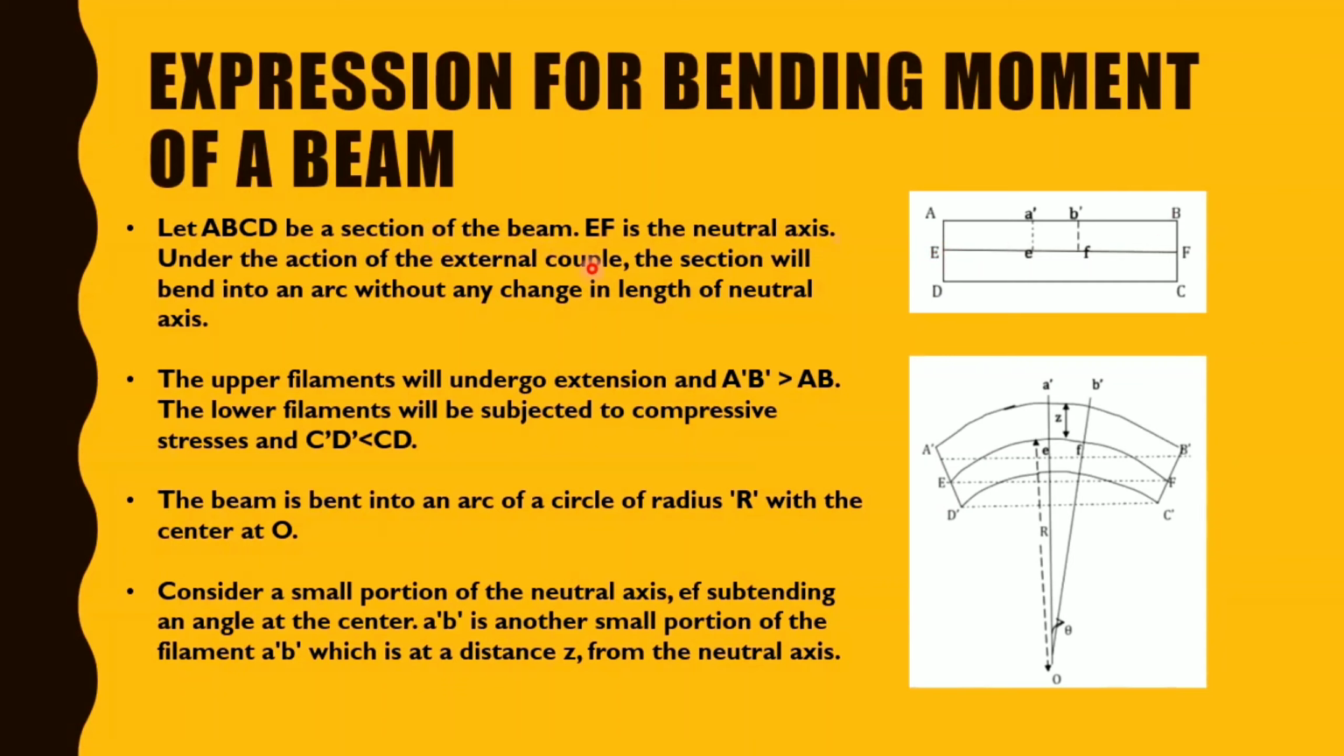Under the action of the external couple, the section will bend into an arc without any change in the length. That means there will be no change in the length of the neutral axis, but it will have a bend. The upper filament will undergo extension and A'B' is greater than AB. That means this one, A'B', is greater than this AB. So this is the upper filament, and the change which happened will be greater than the original.